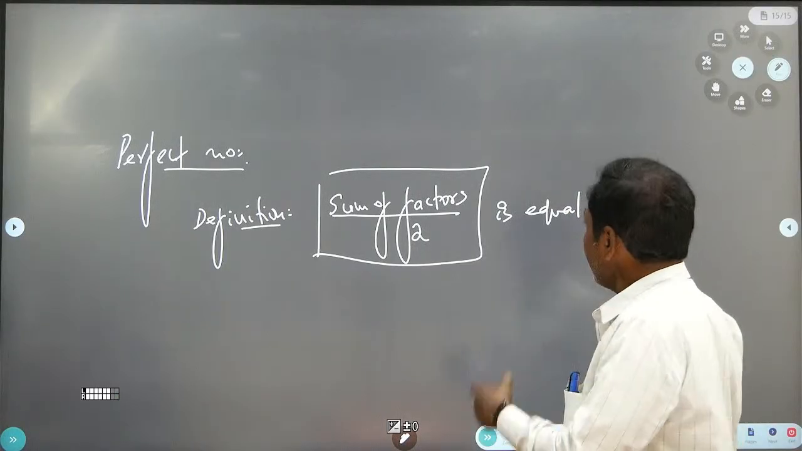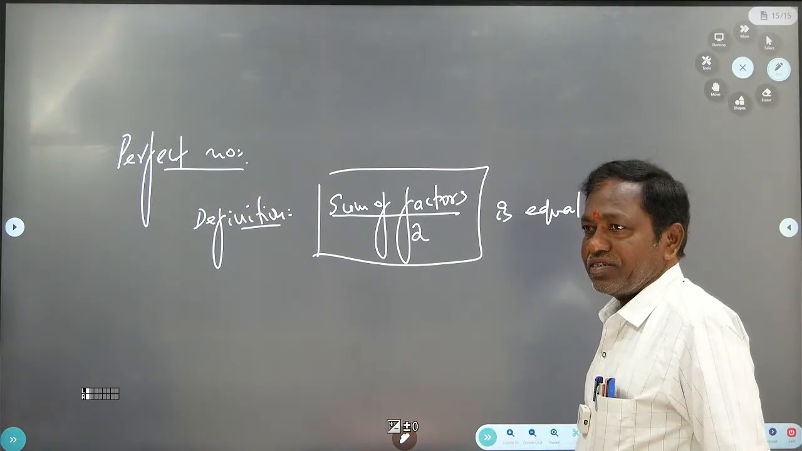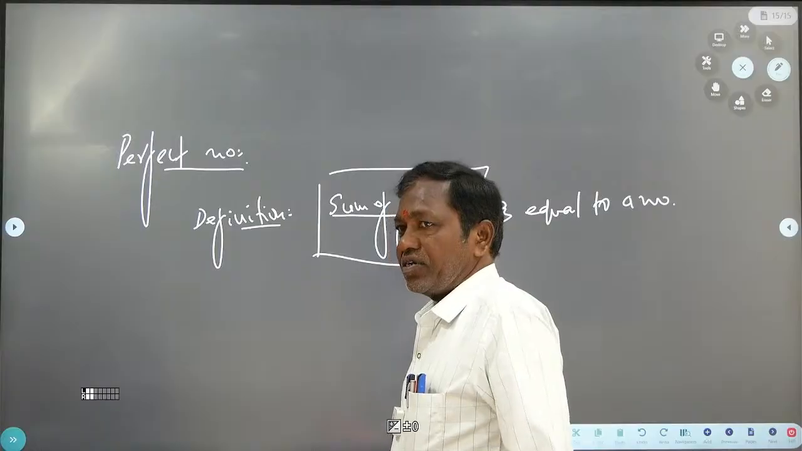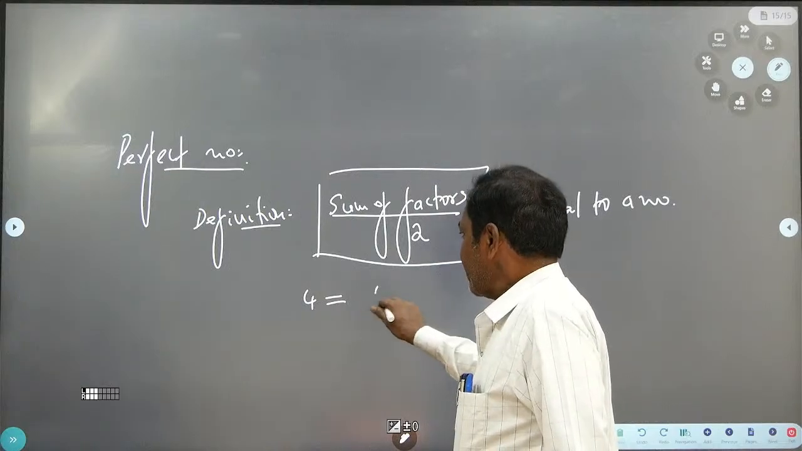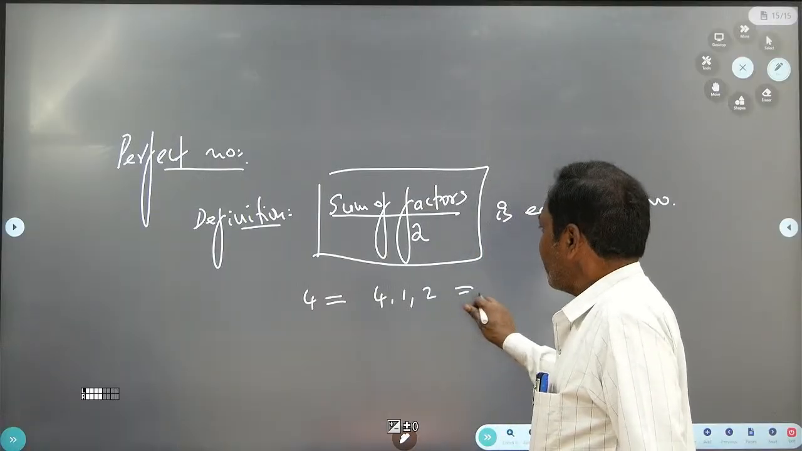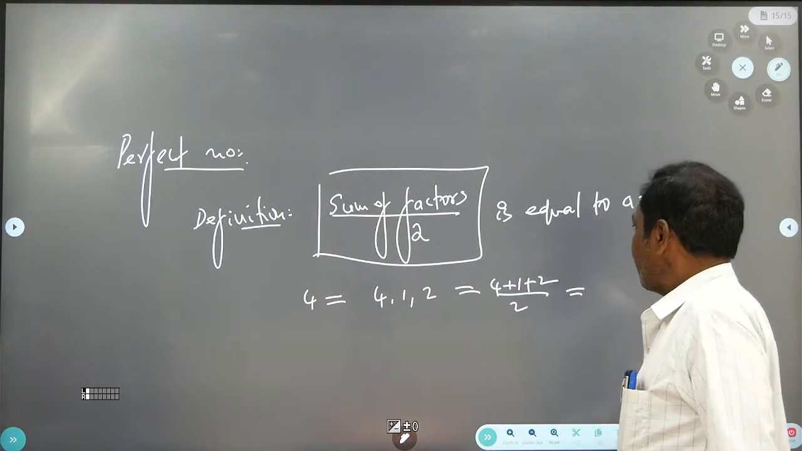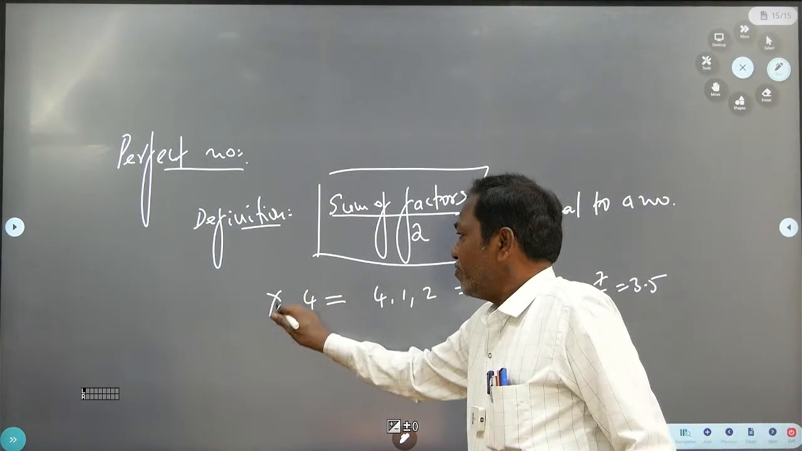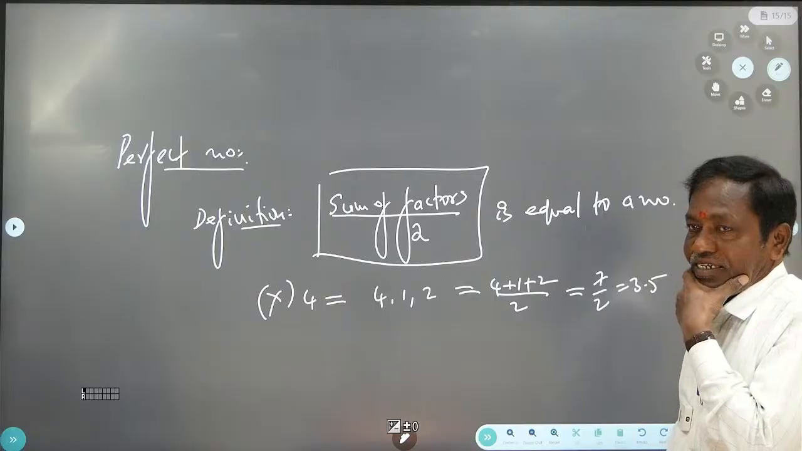Say for example, that is possible only for composite numbers. Factors means only for composite numbers. Let us take 4 as a number. What are the factors for 4? By itself, 1, 2. What is the sum of the factors? 4 plus 1 plus 2, that is 7, by 2. So this is 3.5. So this is not a perfect number.